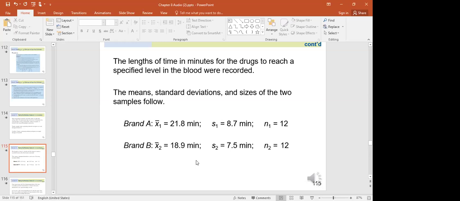We have the statistics. Sample mean 1, 21.8. Sample standard deviation 1, 8.7. Sample size 1, 12. Sample mean 2, 18.9. Standard deviation 2, 7.5. And we have. So I cannot yet decide because we have not completed reading. Have you entered those values? Yep. Okay.